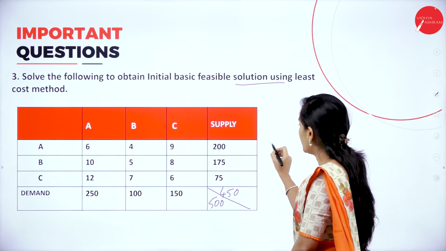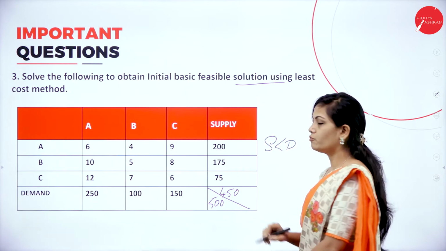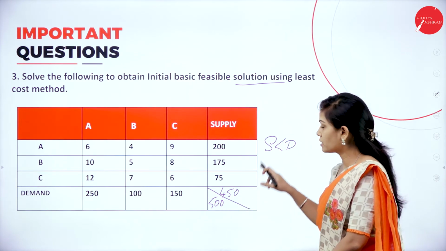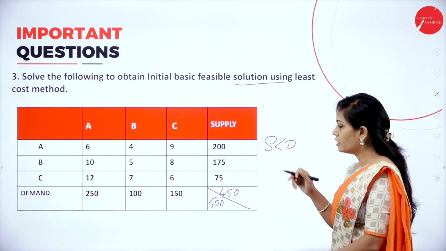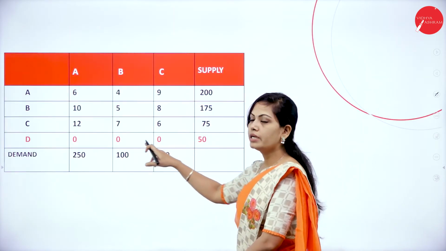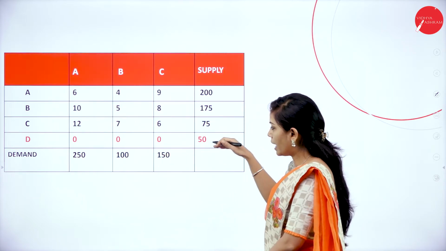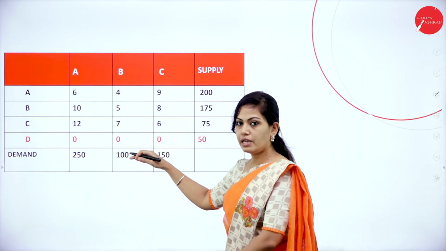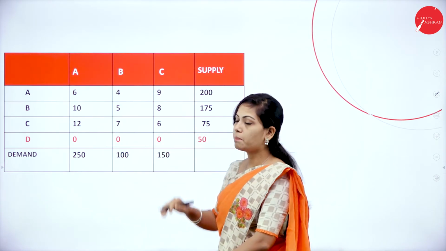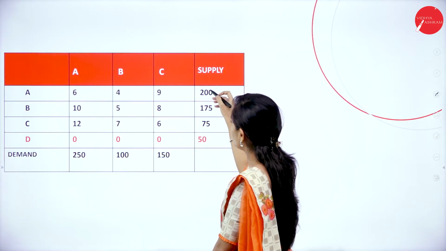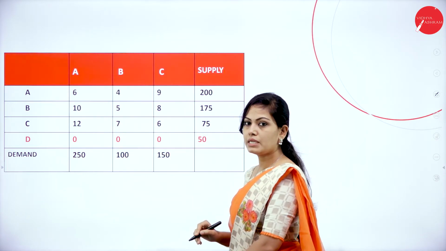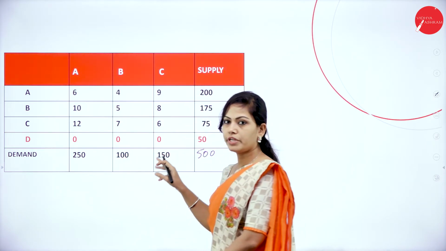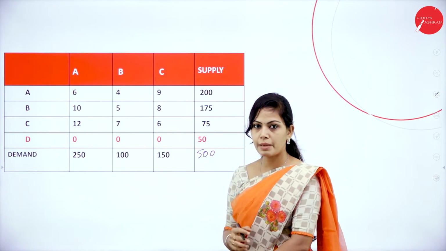You make it balanced by adding a dummy row or dummy column according to the requirements. So, here supply value is less than demand value. What you should do is add a dummy row because supply value is less than demand value. So, here I am adding one dummy row because supply value is lesser than the demand value. So, now it is a balanced problem. You can cross verify this: 200, 175 and 75 plus 50, it is 500, and 250, 100 and 150, it is also 500. Now, it is a balanced problem.